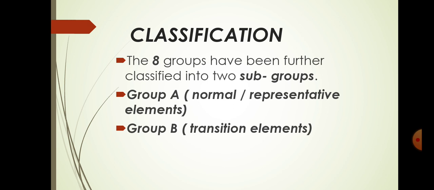Then we proceed to the classification. Groups are classified into two main groups, group A and group B. Group A means the normal or representative elements. What are the representative elements? All the S and P block elements are known as representative elements. And group B are the transition elements, which show variable valency.